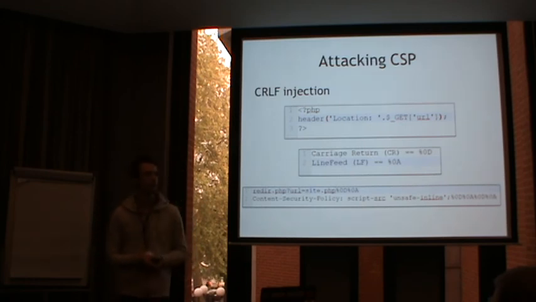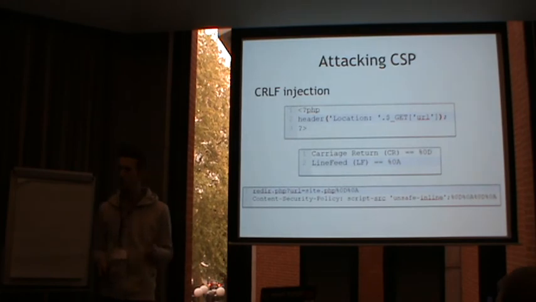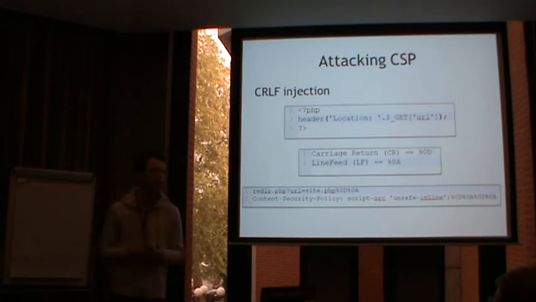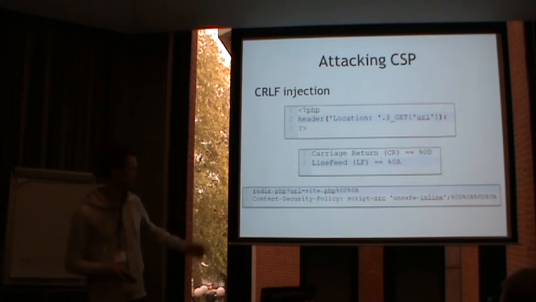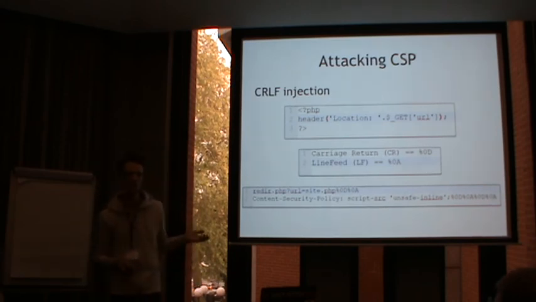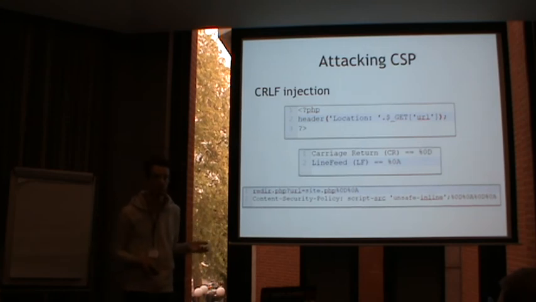Okay, let's get to the last part. Who here knows what CRLF injection or carriage return line feed injection is? Okay, thank you. Basically, what you have is a new line. It's the characters %0D %0A, which tells this is the end of the line, and now comes a new line.